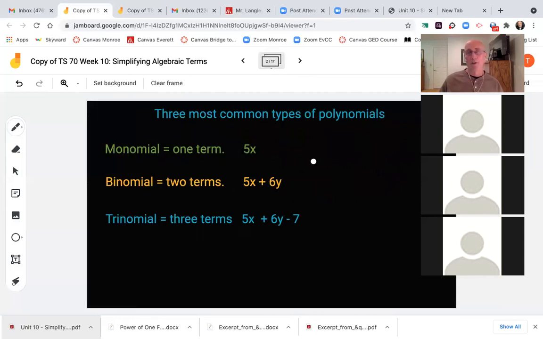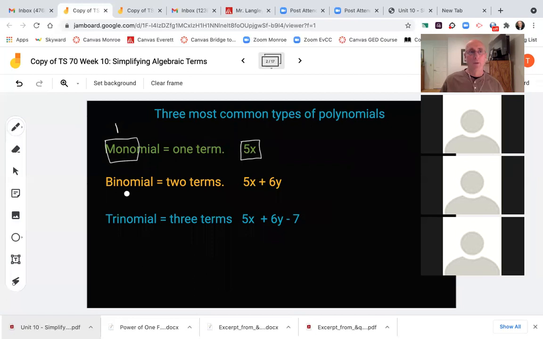There are three types, the three most common types of what we call polynomials, okay? And mono means one. So a monomial just has one term, like 5x. It's not separated by plus or minus, so it's one term. Thus the word monomial, okay?